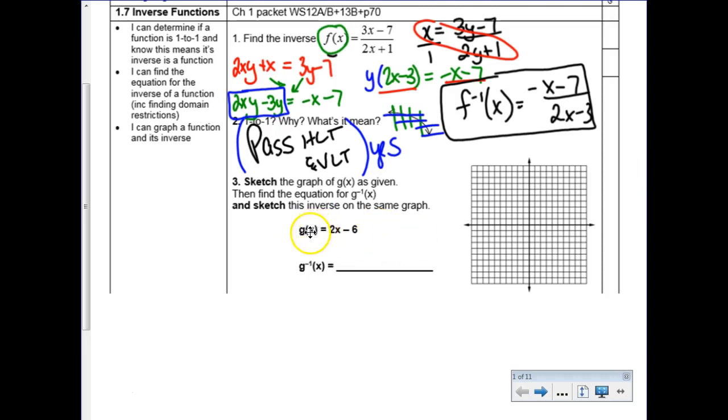Seems like you guys are pretty confident on finding the inverse by switching the x and y. So that's what I'm going to do over here. I'm going to switch the x and y around. This one's linear, so it's nice and easy. You're going to add the 6 over. And then when you divide everything by a 2, since you're going to have to graph it, I might suggest you simplify it and divide each term by 2 separately. And I already took the liberty of naming it for you. G inverse would be 1/2 x plus 3 when you simplify that.